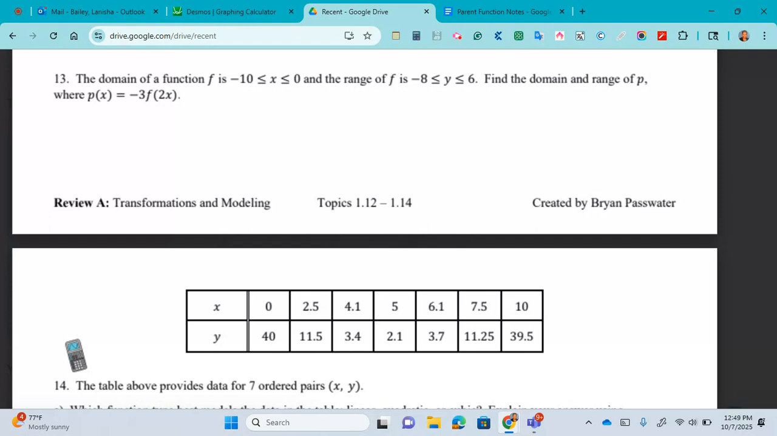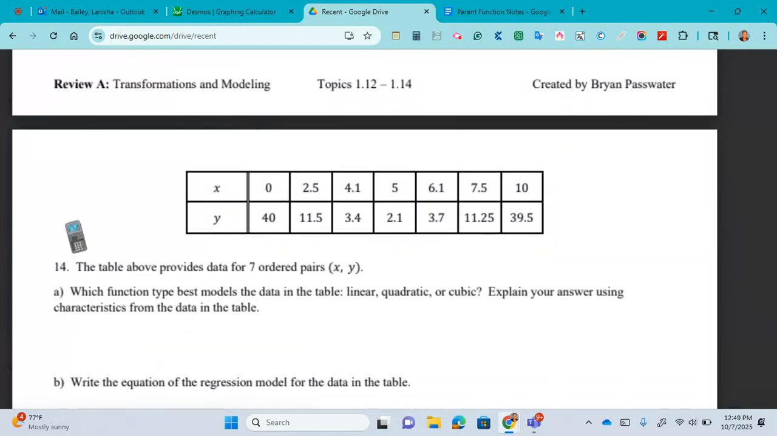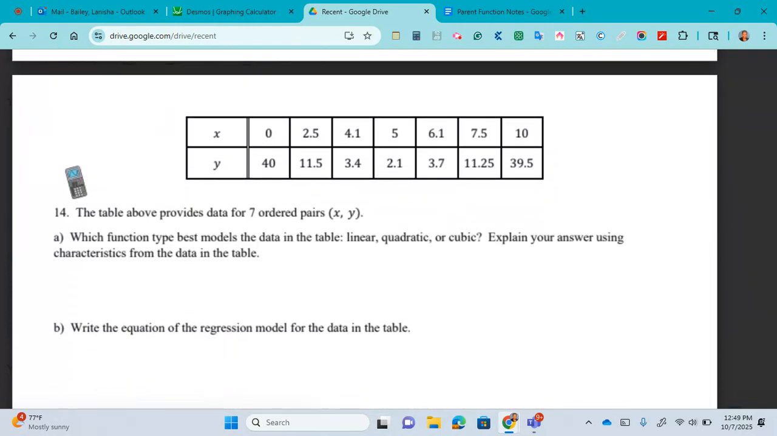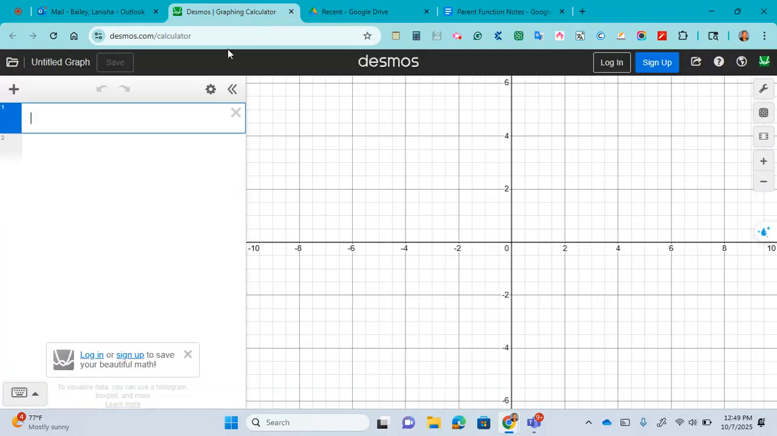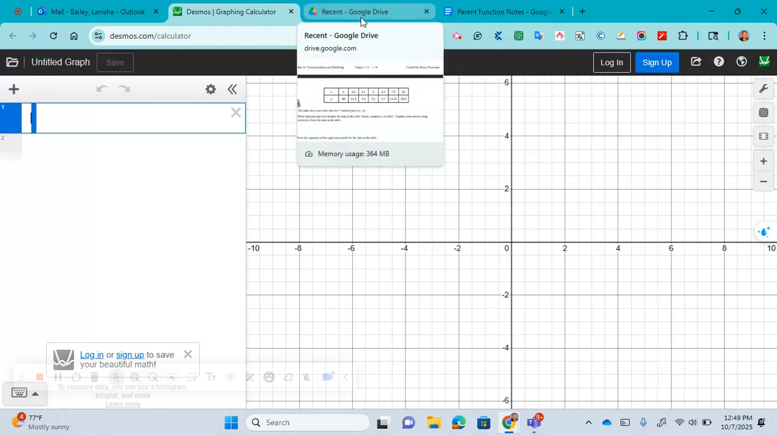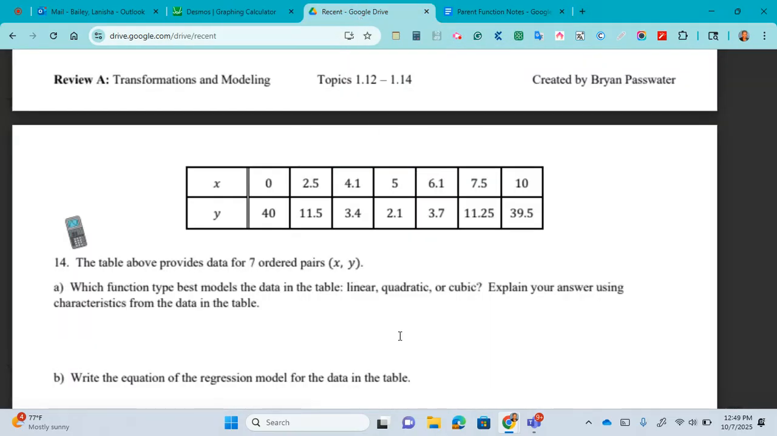All right. Now the table above provides data for 7 ordered pairs. Which function type best models the data in the table? Linear, quadratic, or cubic? Explain your answer using characteristics from the data in the table. All right, we're going to go to Desmos Graphing Calculator. It's only those 3 options, if you want to do it based off the table.